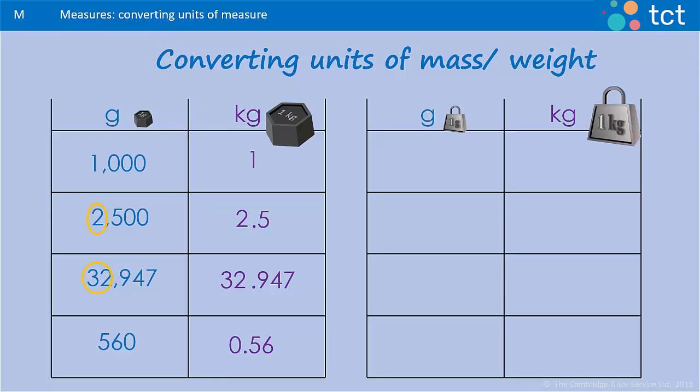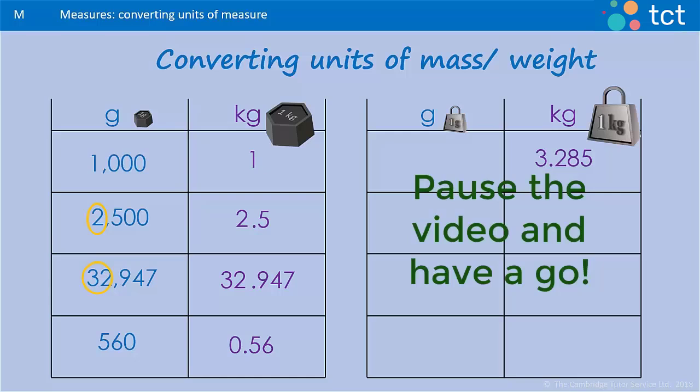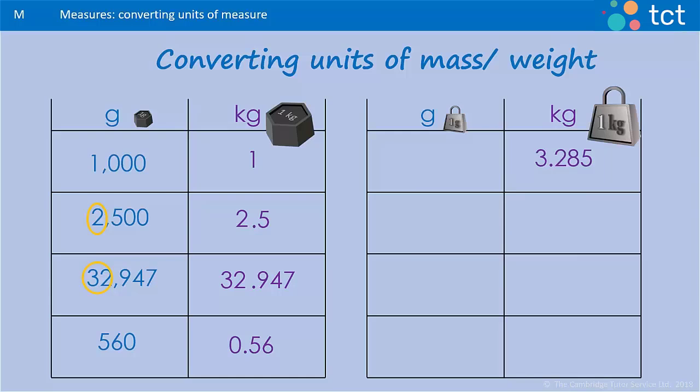Here are some more for you to try. Pause the video between each question and have a go, then press play to see if you've got the solution. In kilograms, you have 3.285 kilograms. What's that in grams? If we look at that, we can see that we have 3 whole kilograms. So that's how many thousands of grams we have. The rest of that number will be in the hundreds, tens and ones for how many grams there are. So we have 3,285 grams when you multiply that by 1,000.